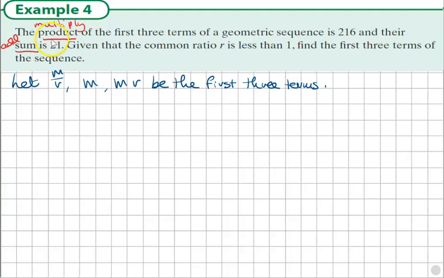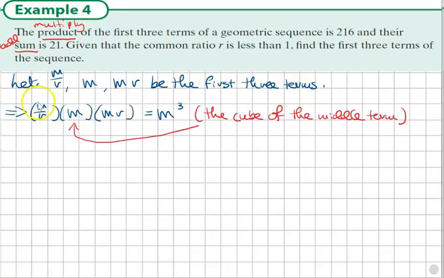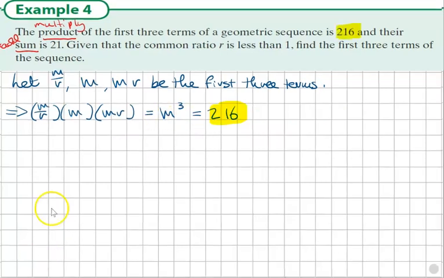So again, product means multiply, sum means add. So we're going to let m over r, m, and m r be the first 3 terms of the sequence. And we know that when we multiply those terms, we get m cubed, the cube of the middle term. And it told us in the question that the product, which means multiply, of the first 3 terms is 216. So we can let m cubed be equal to 216, because the first 3 terms multiplied together are equal to 216.